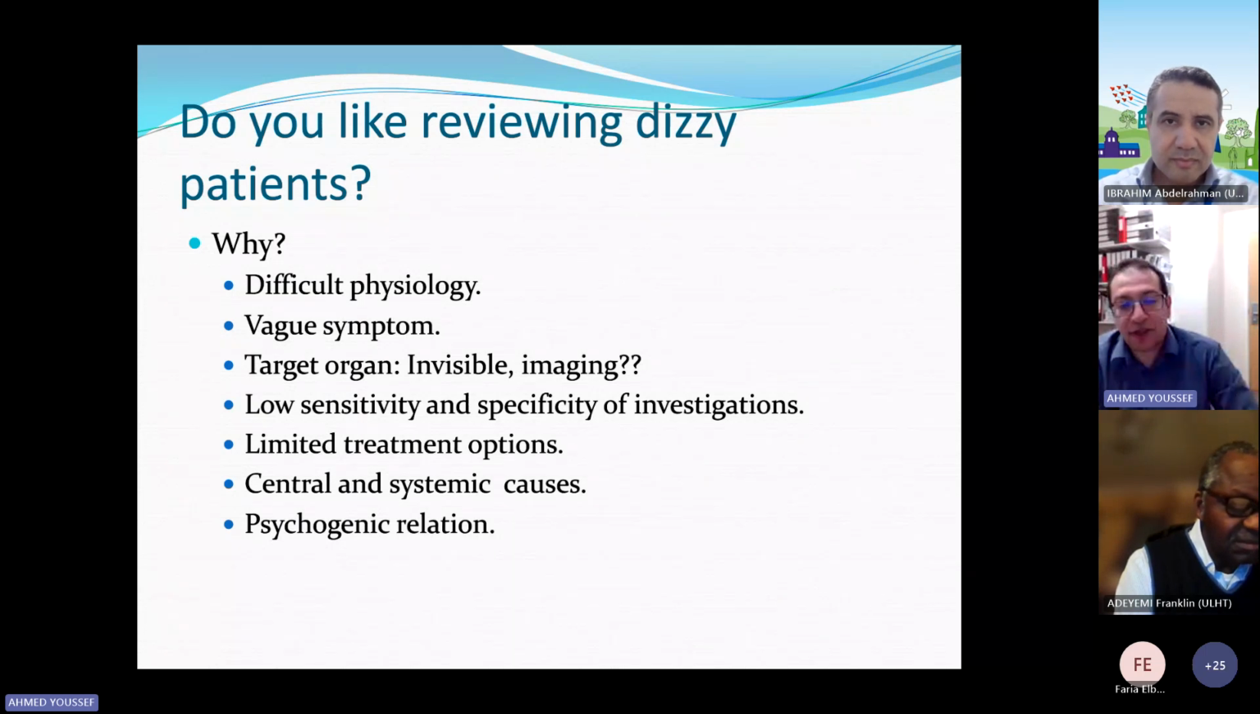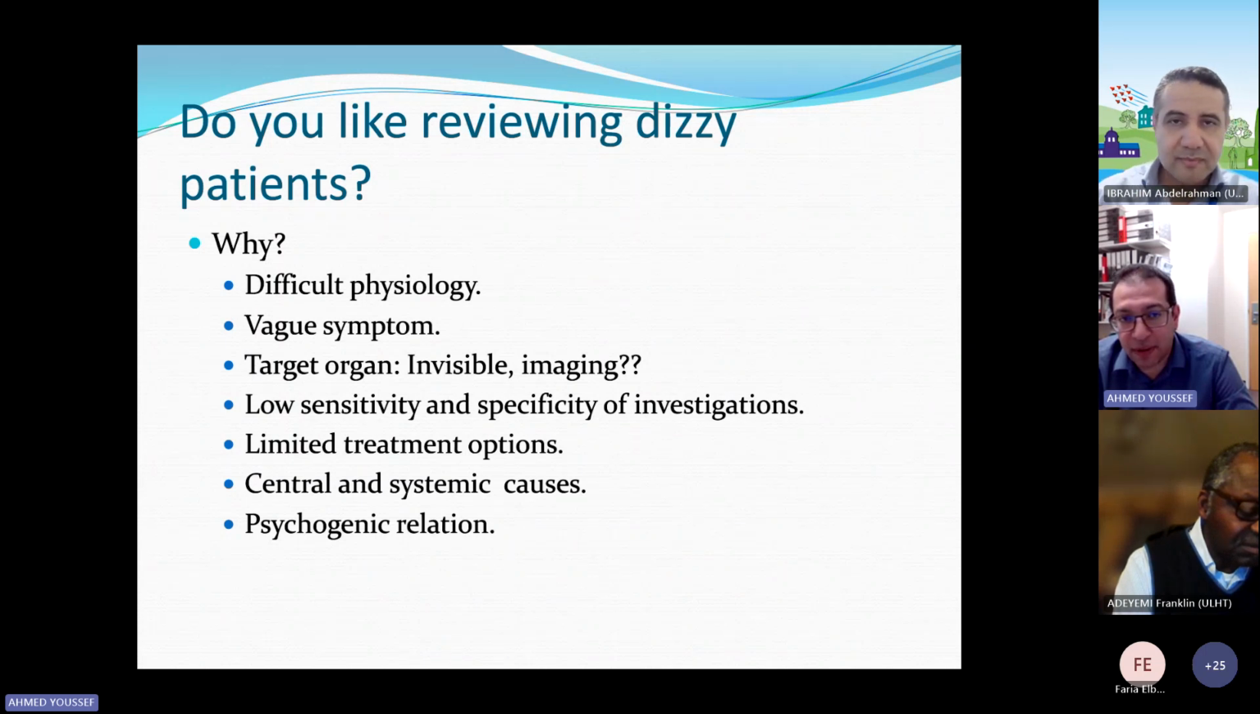Also, the investigations, as we will see later, have low sensitivity and specificity. There are very limited treatment options, when you think of how many times you have to operate on dizzy patients. The medications available for dizzy patients are also vestibular suppressants. So there isn't a great deal of options that we can use to treat dizzy patients.